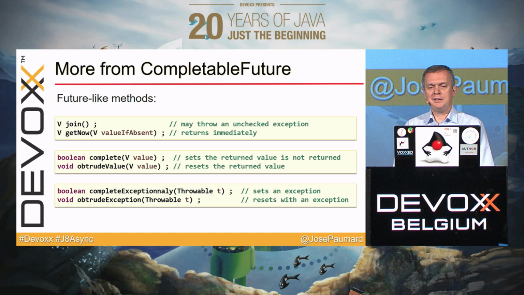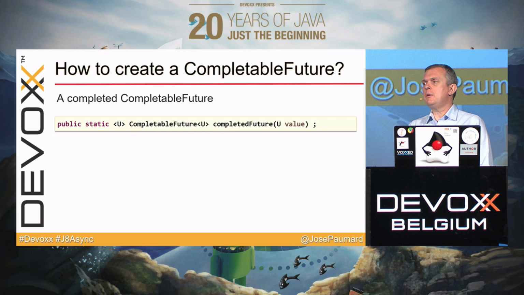How to create a CompletableFuture? I have several patterns for that. The simplest pattern is to use this completedFuture static method. I pass the value that this future should return, and it just returns me a CompletableFuture that doesn't do anything apart from returning this value. This CompletableFuture is completed by nature, so if I call the isDone on it, it will always return true.